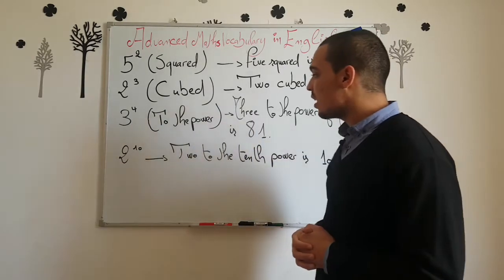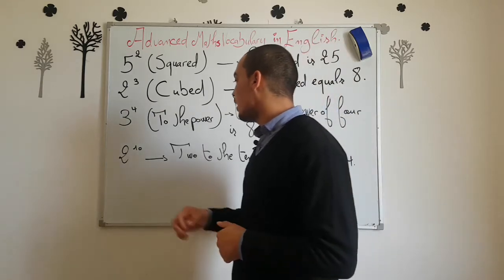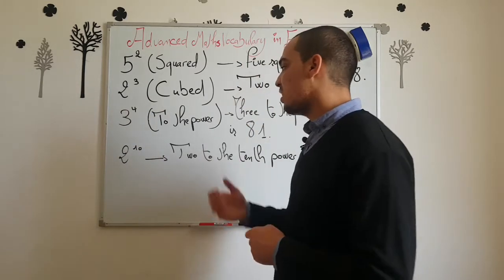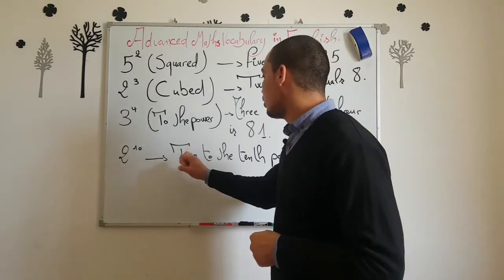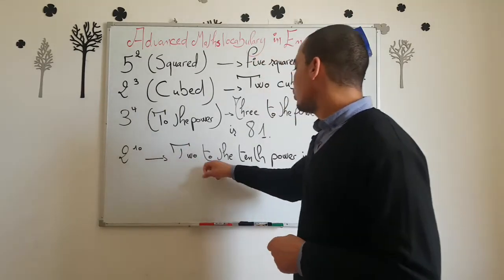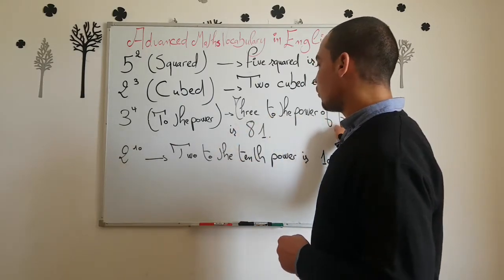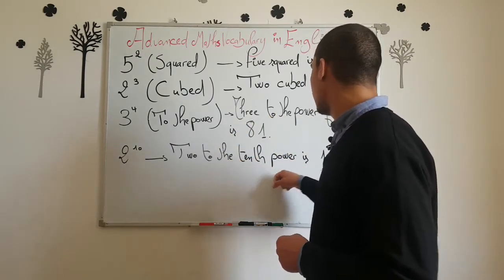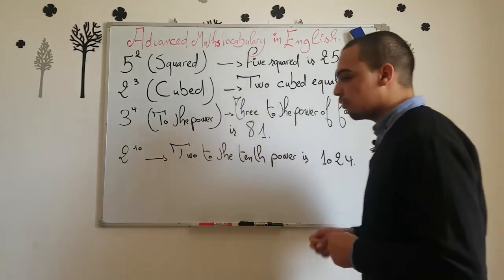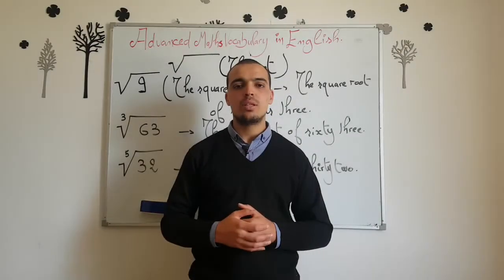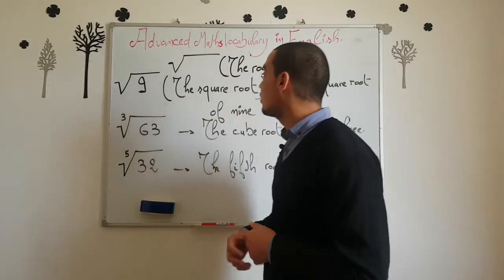The last symbol that we have is 10, and it has the same way of reading. So you will read it as 2 to the 10th power. You can say it to the power of 10 or to the 10th power, is 1024.